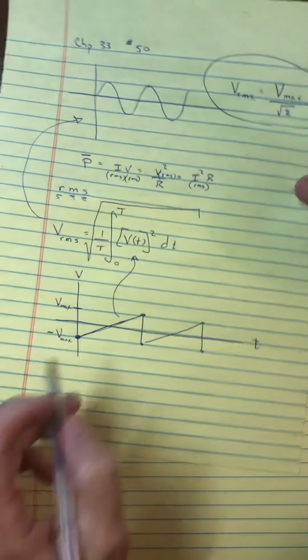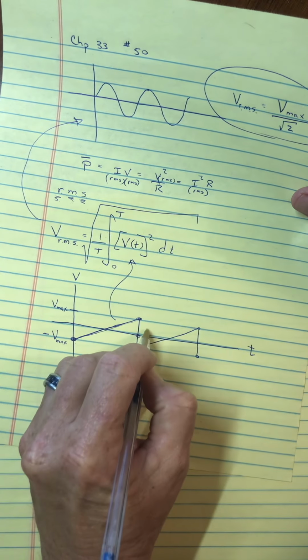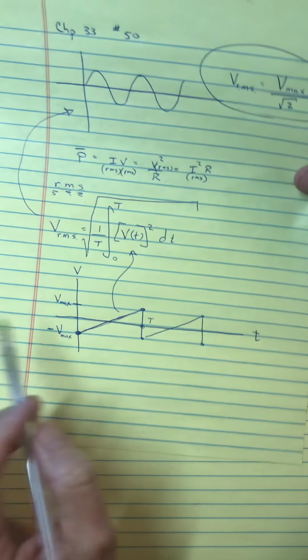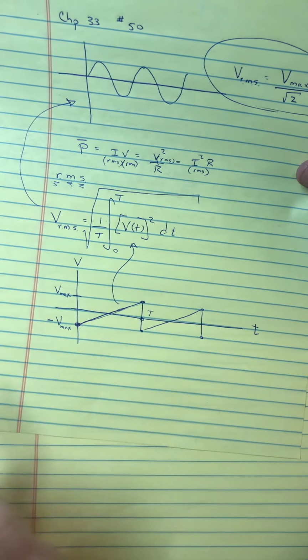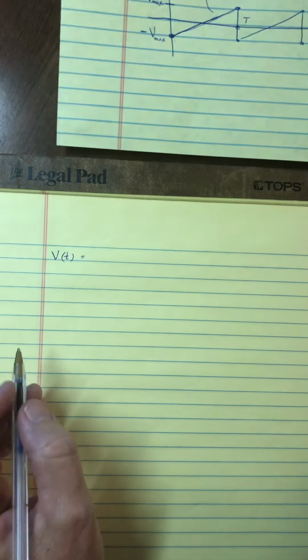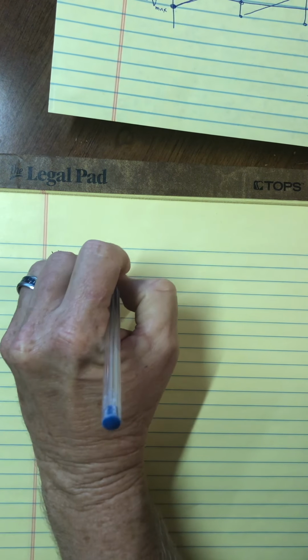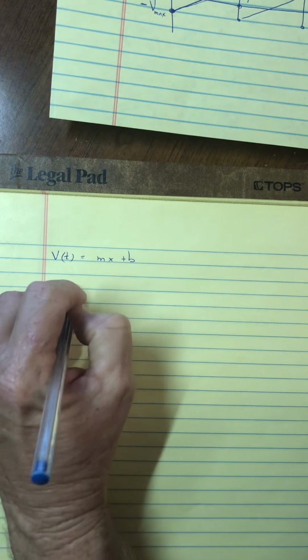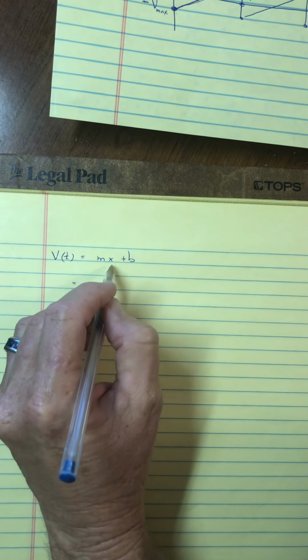And hopefully, the period here is capital T, one cycle. That's how long it takes before it repeats. And this is just a line, so the equation for a line is mx plus b, where m is the slope. So let me start there.